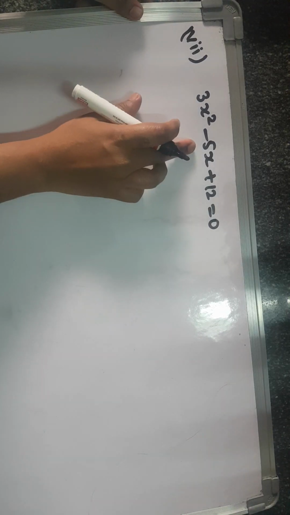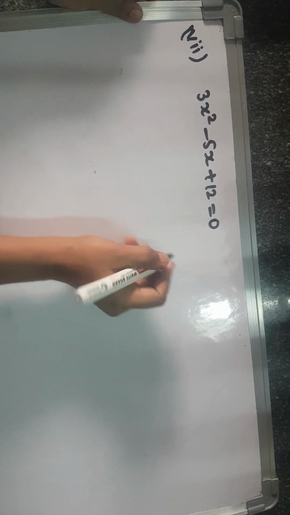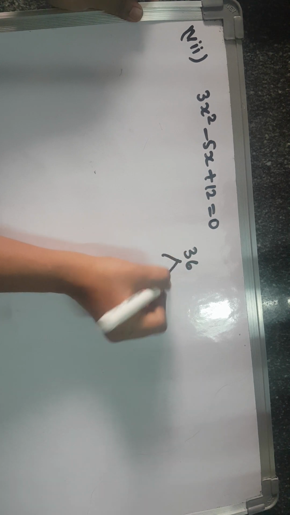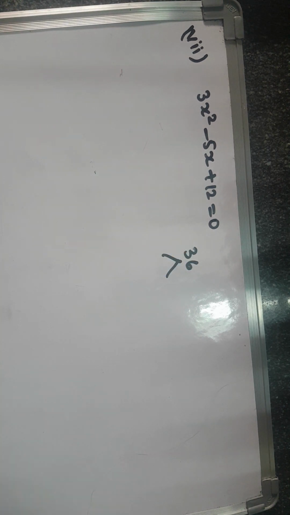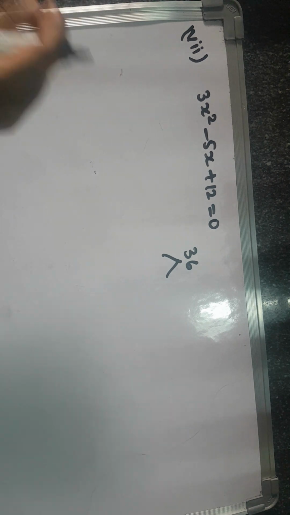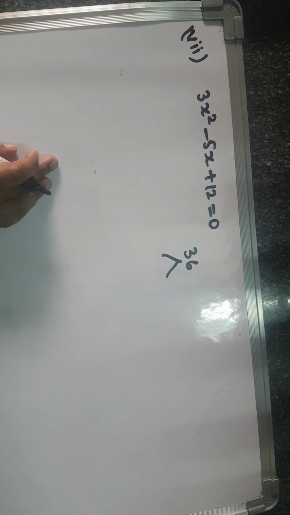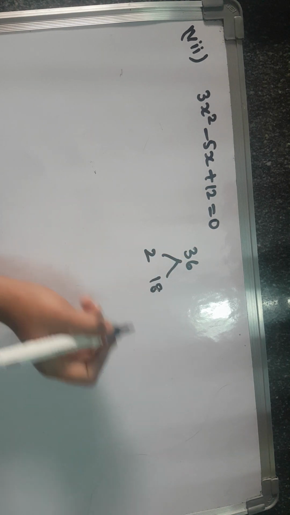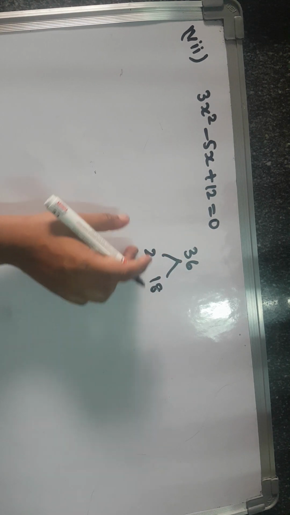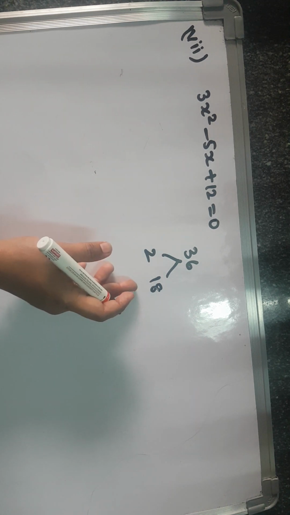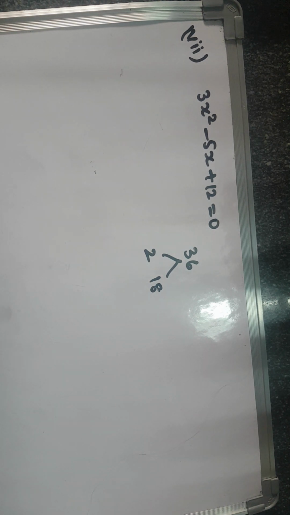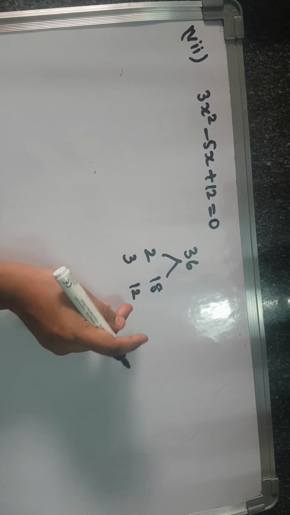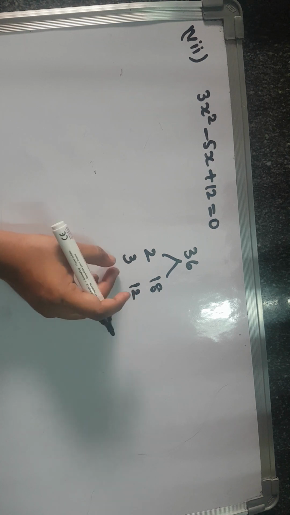Now 3x square minus 5x plus 12 equals 0. Now 12 times 3 is 36. Now you have to take values so that you get minus 5. Take 2 and 18, which gives 36; the sum is 20 and the difference is 16. This won't come. Take 3 and 12, and when you add 3 plus 12 you get 15.